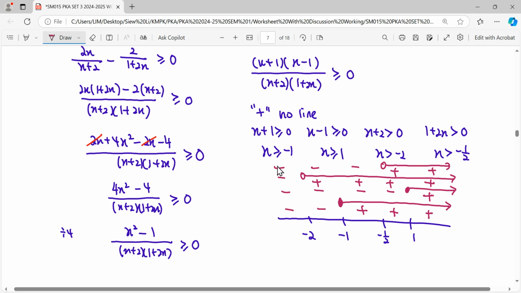Conclude this one by multiplying. So multiply all these factors, all these 4 factors. We are going to find the positive region. Lastly, we need to select the region as your final answer.